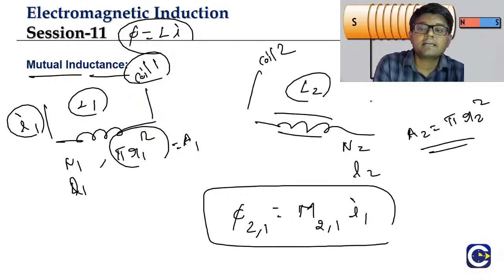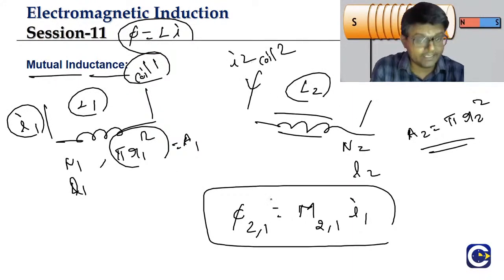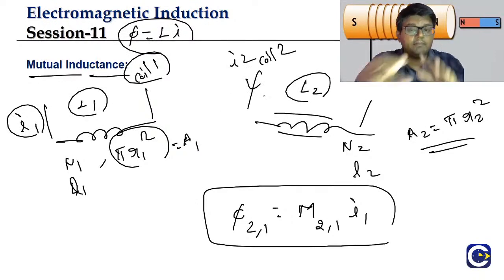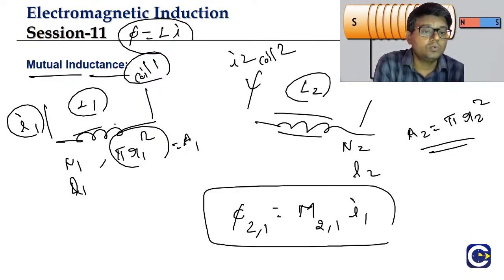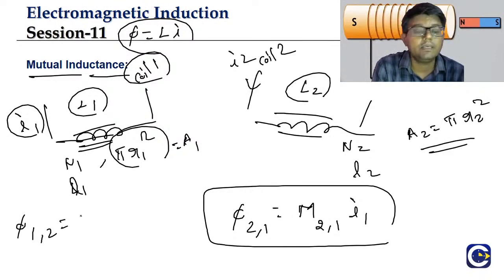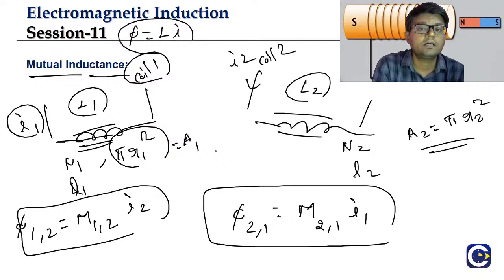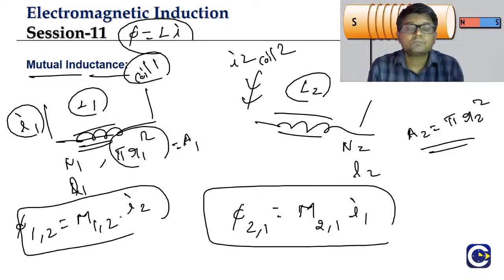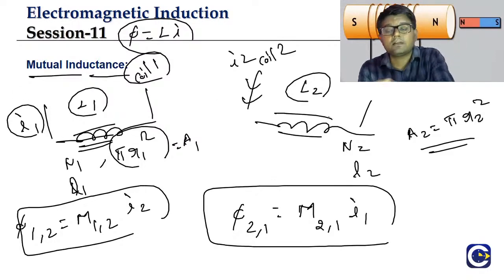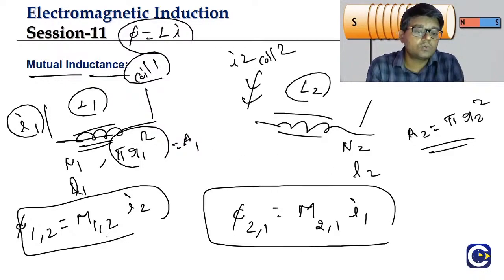Similarly, if you pass current I2 into coil 2, that is going to create a flux in coil 1. I2 will create a magnetic field around it, and through coil 1 we can find the flux. So the flux in coil 1 because of coil 2 current will be equal to what? The mutual inductance of coil 1 because of coil 2, M1,2, into I2, because this is coming from the I2 current. Now these two expressions will tell how the coil 1 current affects the flux through coil 2, and how the coil 2 current affects the flux through coil 1.